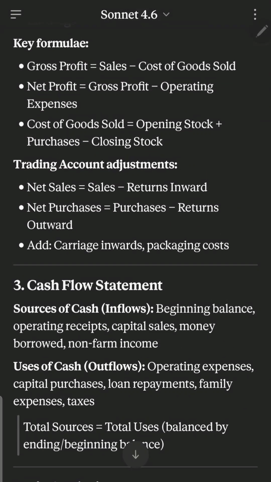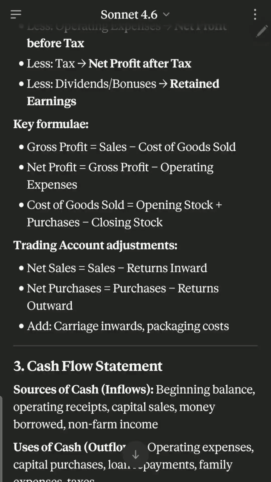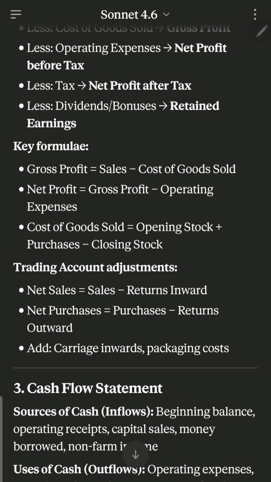So net purchases equals purchases minus returns outwards. In business, if you're operating on a large scale, you expect to buy something and find some which are not okay. So you send them back to the seller. That difference gives you the net purchases. Now with the net sales, when you sell, there are also some which won't be okay. So net sales is sales minus returns inwards.